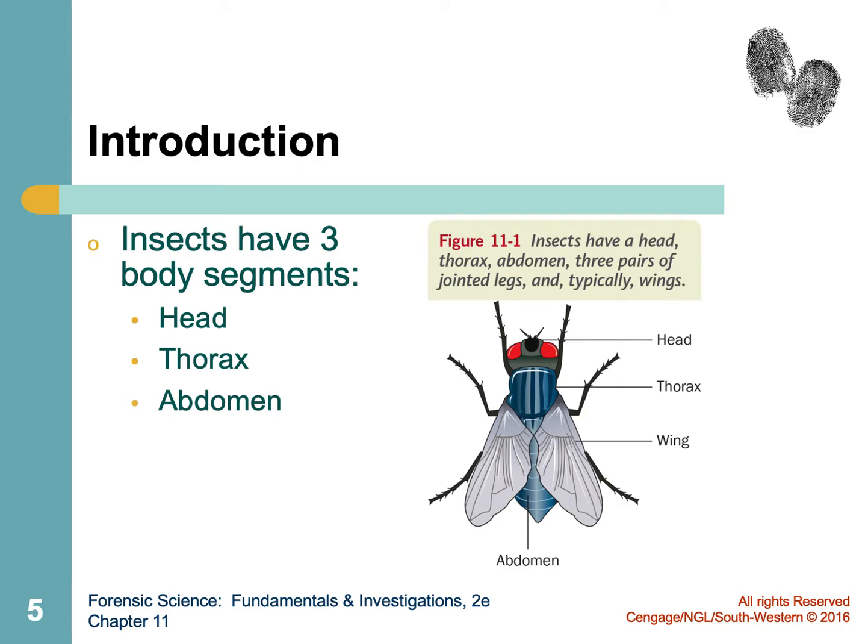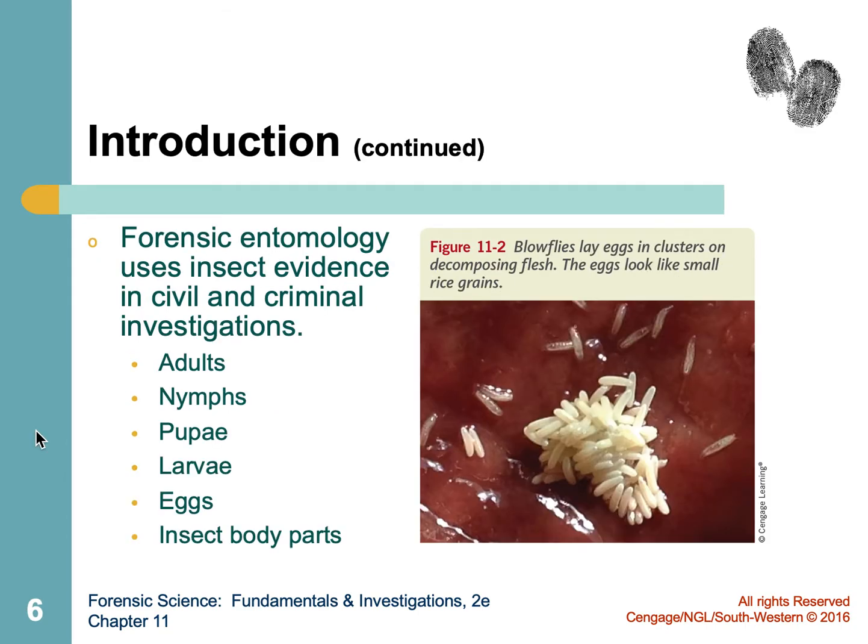Okay. So going into it, these are the stages that we are talking about. They're going to look into civil and criminal investigations, usually of neglect or criminal homicide, things like that, a dead body, to determine how long it's been there. So that is going to give a PMI based on these different successions, is what it's called.